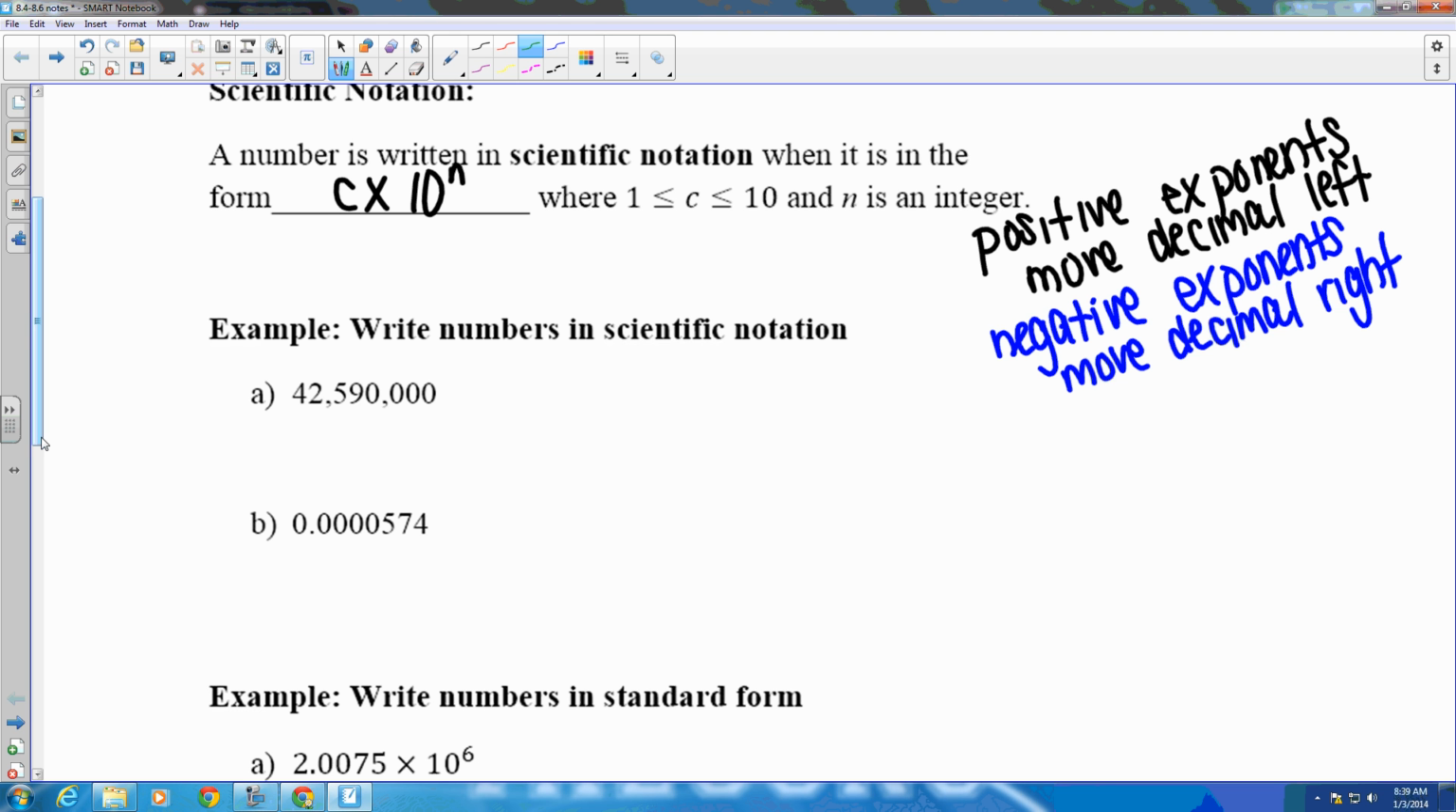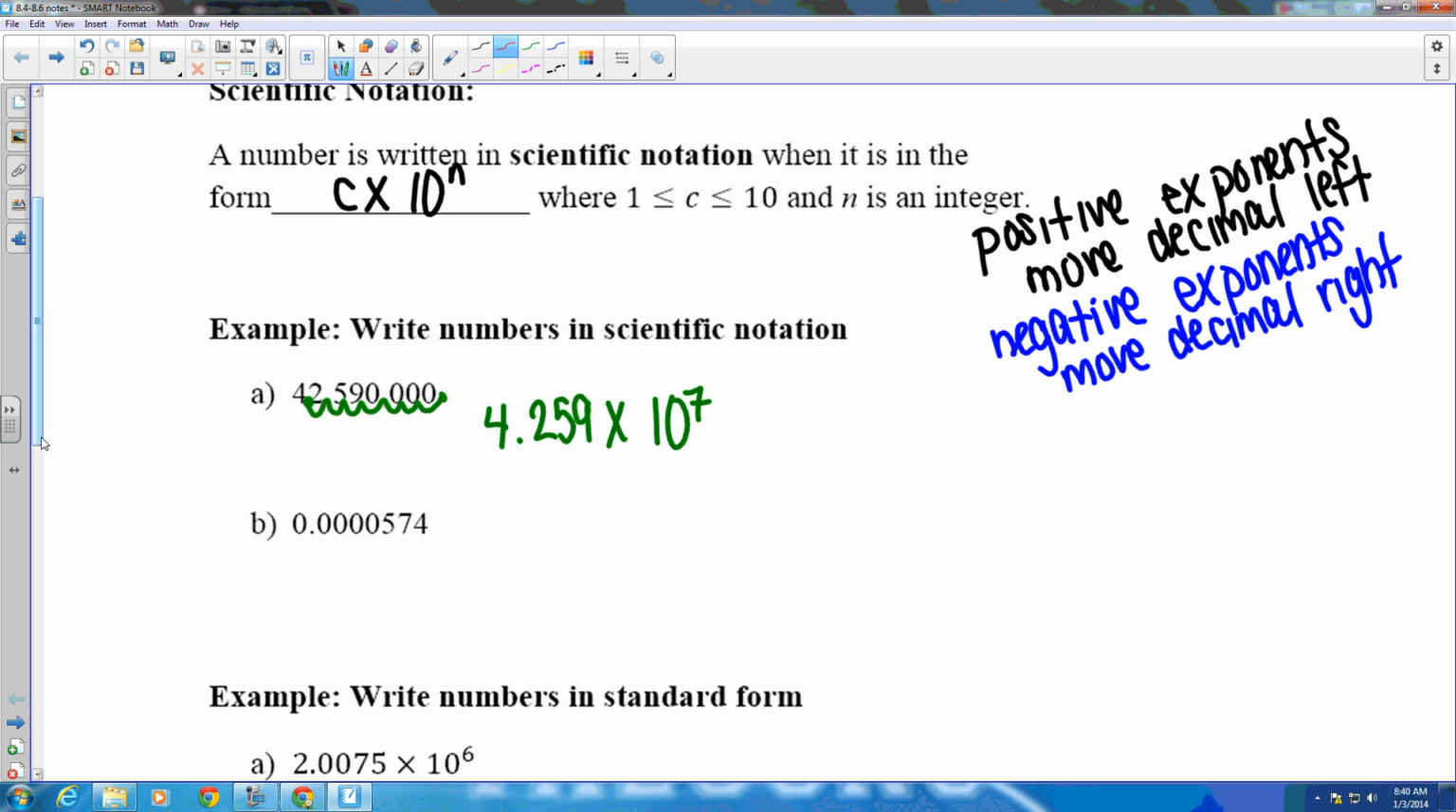Those are your rules. So if I start wherever the decimal place is, and then I move it until I get a C value that's between 1 and 10. So I move it 1, 2, 3, 4, 5, 6, 7 times to get the decimal between the 4 and the 2. So in scientific notation, this is 4.259. You don't have to put the zeros, but you do have to put all the numbers before that, times 10 to the 7th. Okay, notice this goes with the rule with the positive exponent.